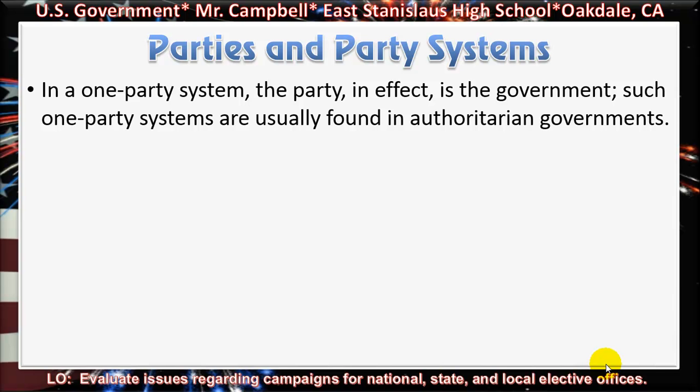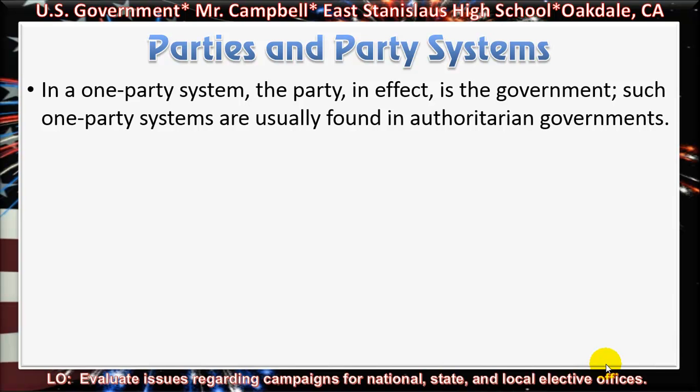In a one-party system, the party, in effect, is the government. Such one-party systems are usually found in authoritarian governments. An example of such would be the current government of China. China has a communist government, and that's their economic system, communism.